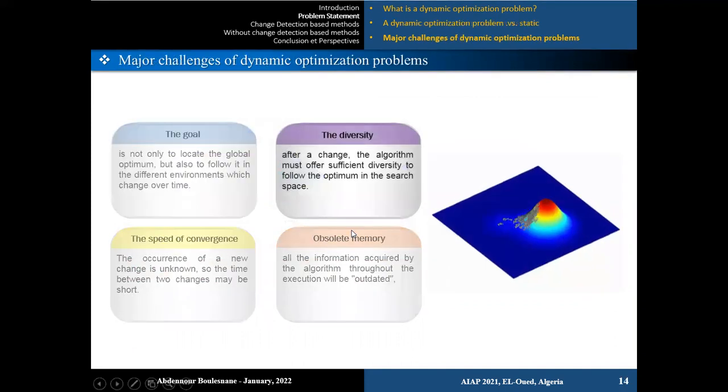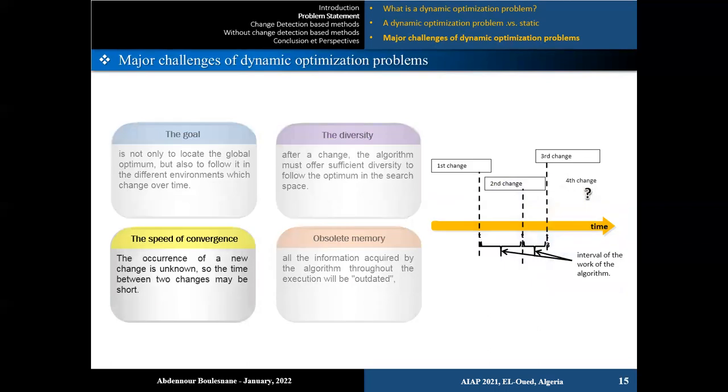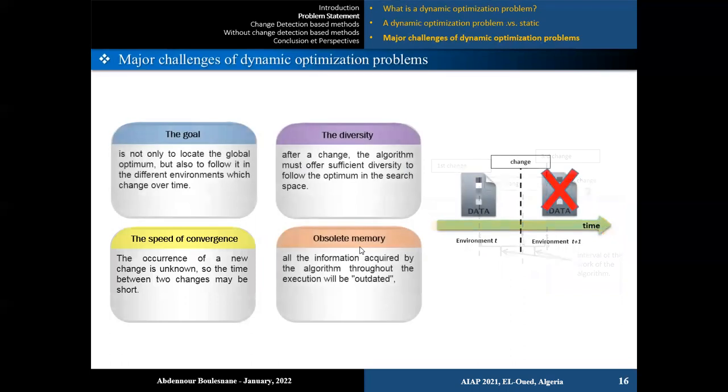Next, for this, you must have a sufficient level of diversity throughout the search space. In addition, the algorithm must converge towards the overall optimum each time a change occurs in the environment, because the time between two successive changes can be costly and sometimes unknown.